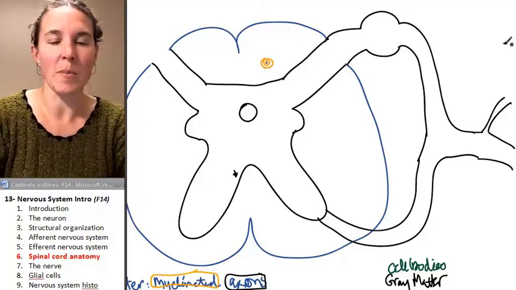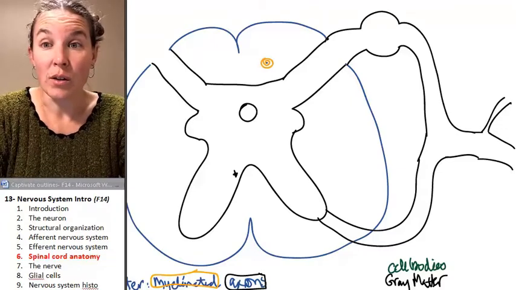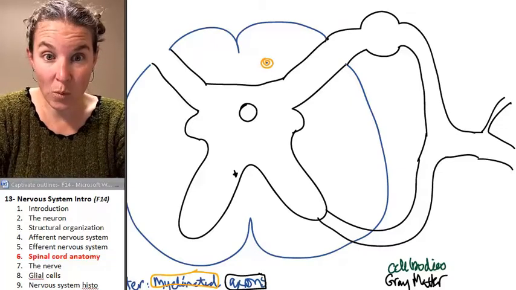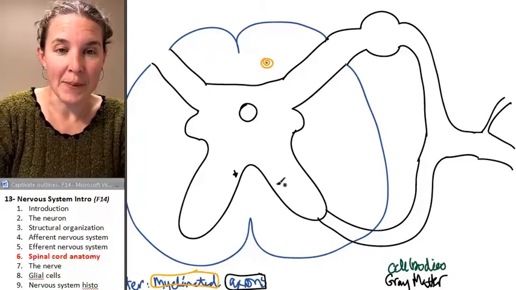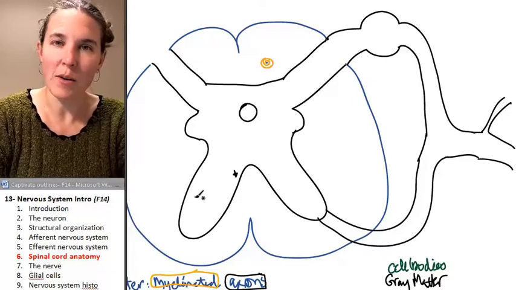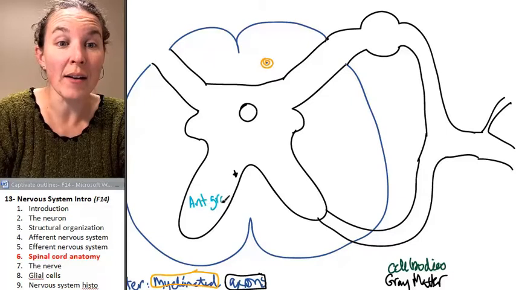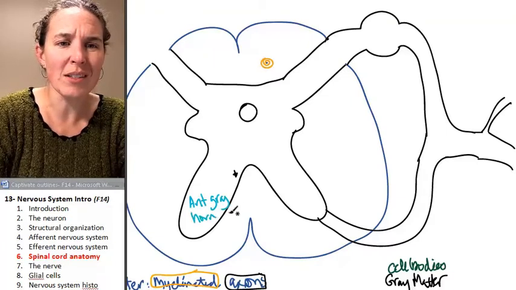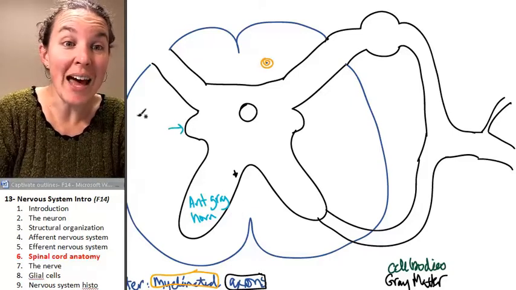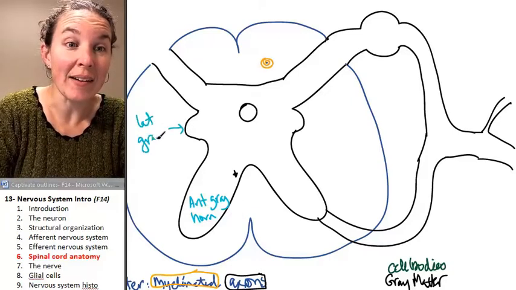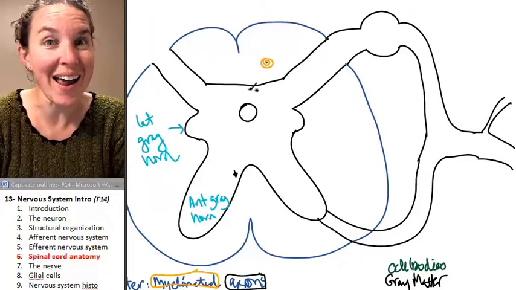Okay, let's label our parts, and then we'll kind of orient ourselves. First of all, let's look at what's going on with the gray matter. I'm going to label them on this side. What a great idea. This is the anterior gray horn. Looks like a horn, doesn't it, or a butterfly wing? This is the lateral gray horn. Some sections of spinal cord do not have a lateral gray horn.